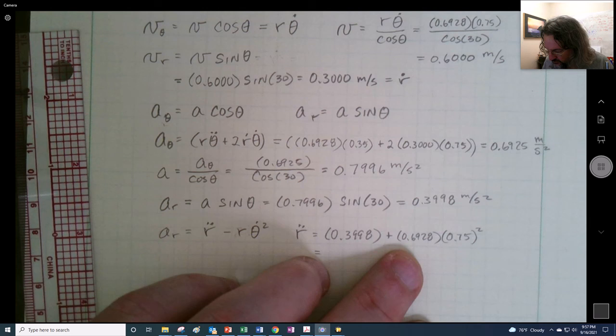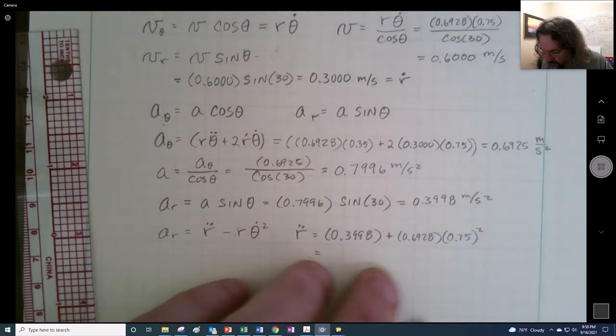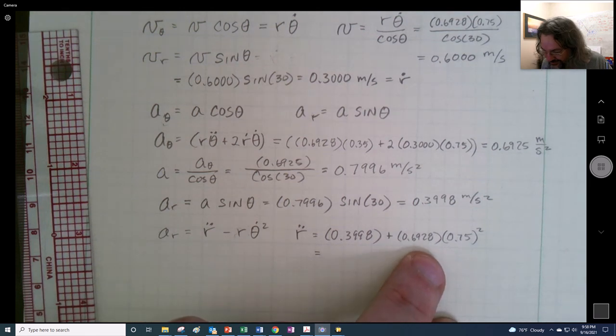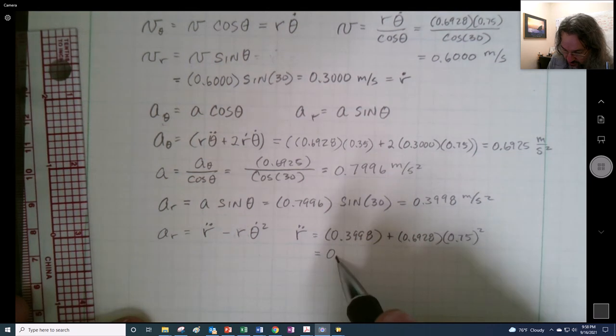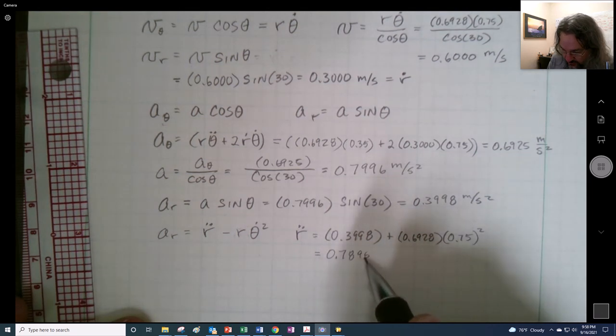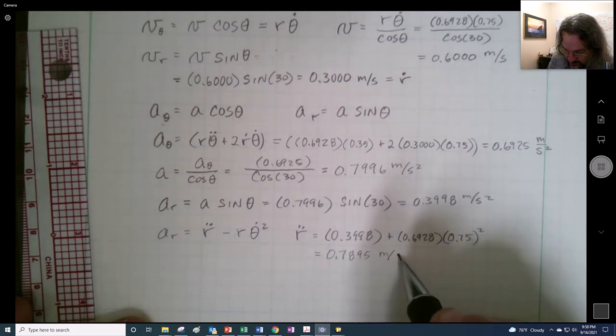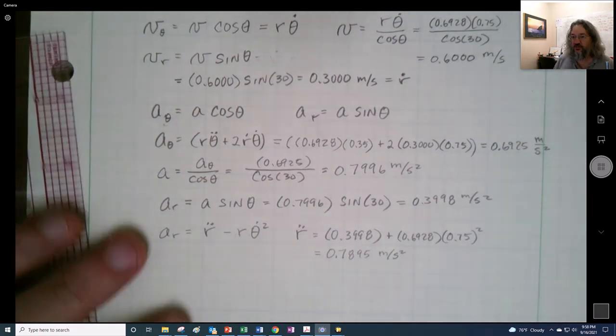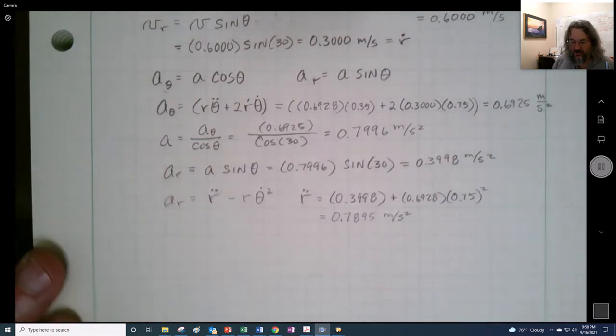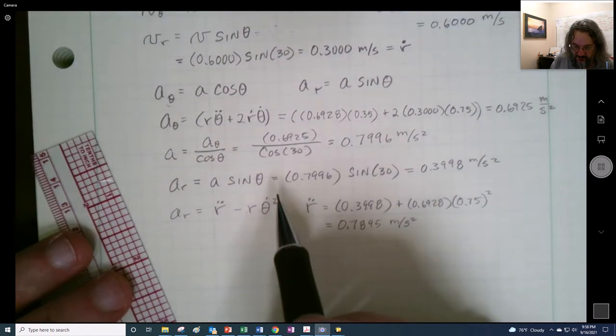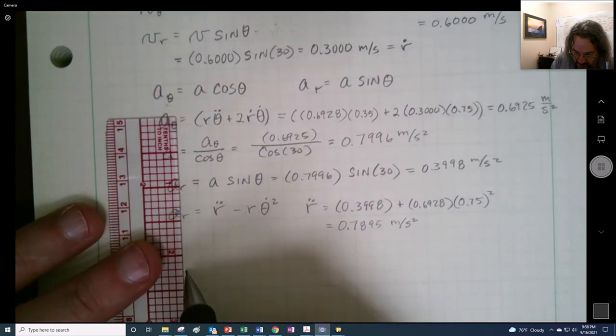0.75 squared. Where'd you go, squared? There you go. Times. Ooh, they're close to each other. This is actually 0.3897, and this is, alright, so add them together, and we get 0.7895. So if we cared about this, that would be something to know. But honestly, all we really need to do is just to find the forces that are acting onto this thing.